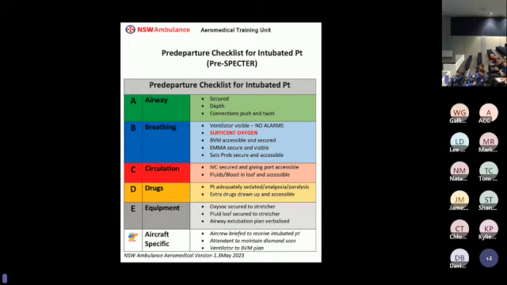So with that in mind, a pre-departure checklist for our intubated patients. The airway is secured, the depth is shared with the team, and we've got our connections and they're all push twisted. So we want to see that today when you're doing the sim.